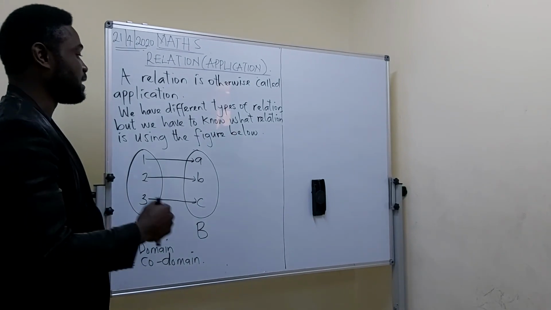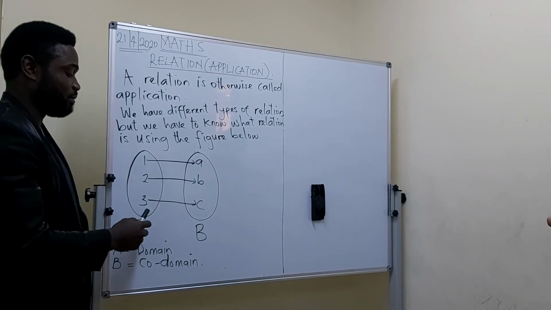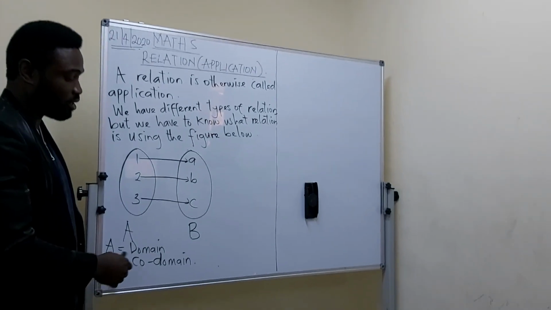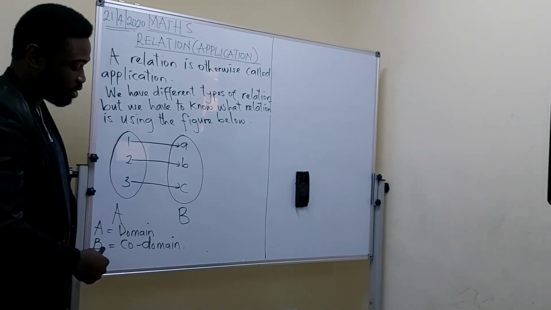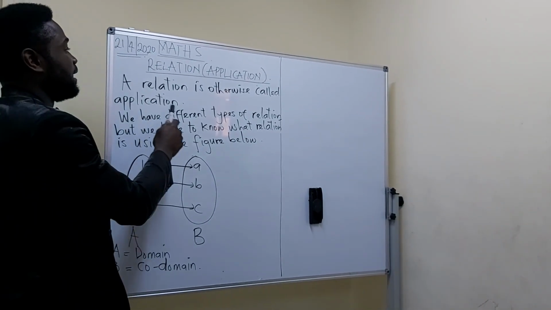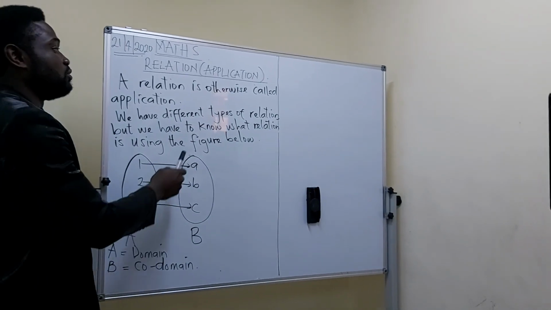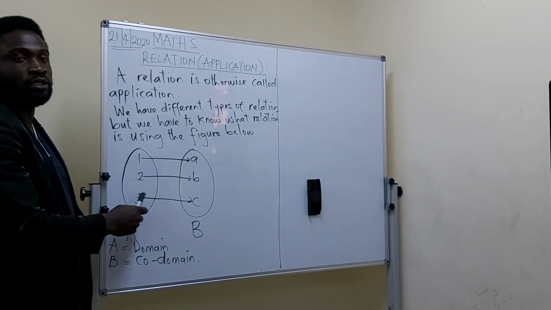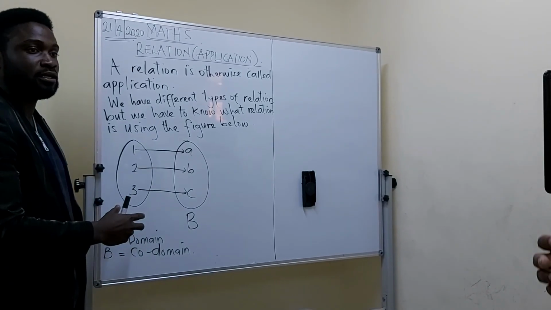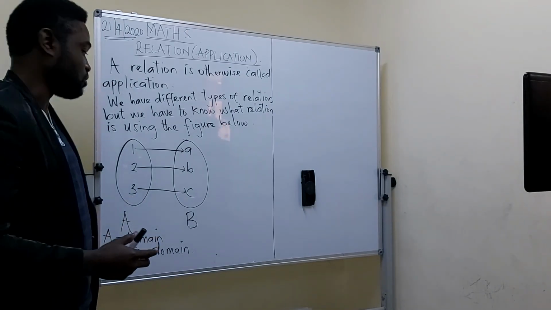Now, without wasting much of the time, you've seen already, based on my explanation and what we have on the board, that the circle A is called the domain, while the circle B is called codomain. I'll repeat again, just to paraphrase what I've said before. A relation is otherwise called application. We have different types of relation, but we have to know what relation is according to the figure below. If you have any questions regarding this figure, just hold on to those questions. Before the end of the class, you have opportunity to ask your questions.